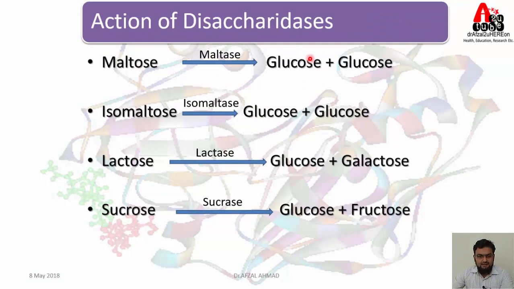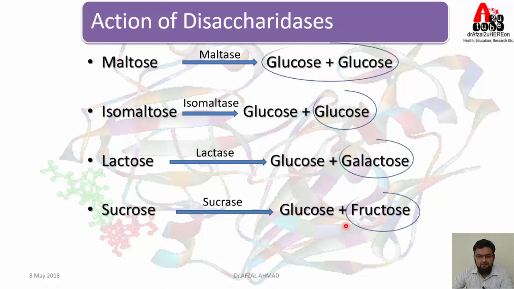The action of the disaccharidases: maltase will act on maltose and break it into 2 molecules of glucose. Isomaltase will act on isomaltose and break it into 2 molecules of glucose. Lactase will act on lactose and break it into glucose and galactose. Sucrase will act on sucrose and produce 1 molecule of glucose and 1 of fructose.